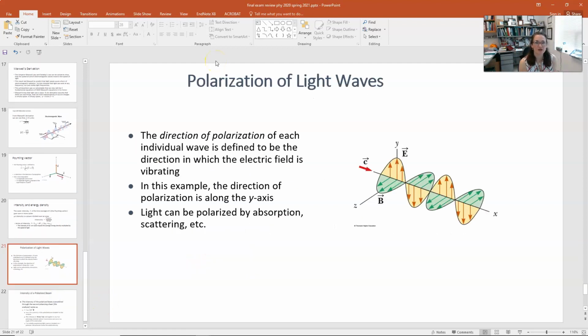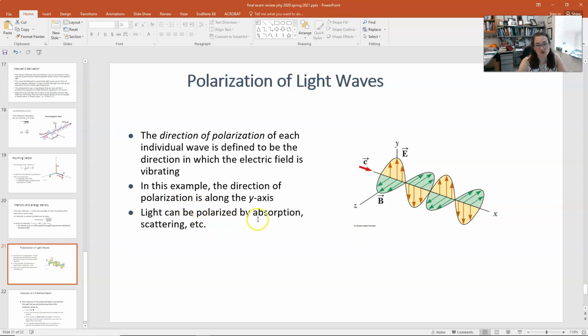Finally, we covered the polarization of light waves. Remember that the direction of polarization of an individual wave is defined to be the direction in which the electric field is oscillating. So in this picture, we see a plane polarized electromagnetic wave. The polarization direction is in the y, okay? Now, it doesn't have to be linearly polarized like it is here. It can be circularly polarized, which means that the electric field vector oscillates and moves around in time in a counterclockwise or a clockwise fashion, okay?